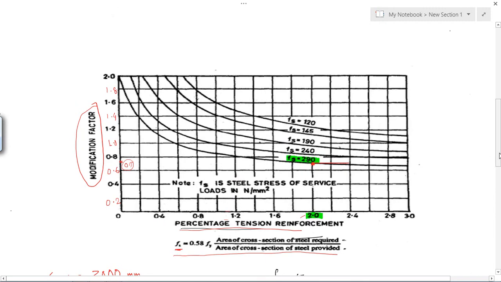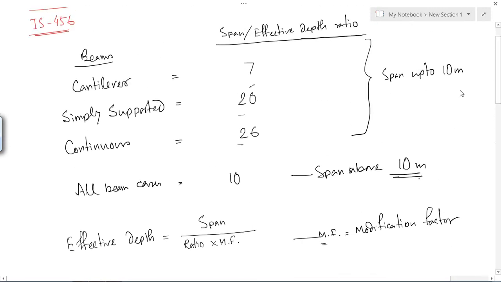Now if the beam is continuous, just change the span to effective depth ratio to 26 here, and you can have the effective depth. Okay. So that's how you find the effective depth of beams.